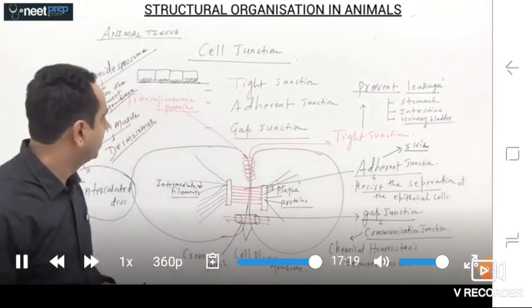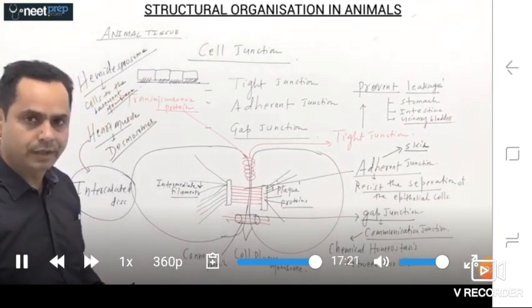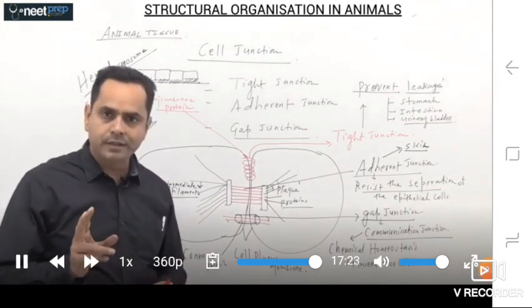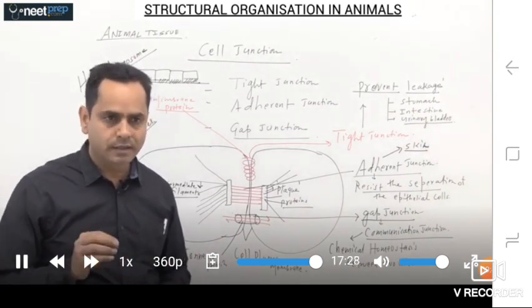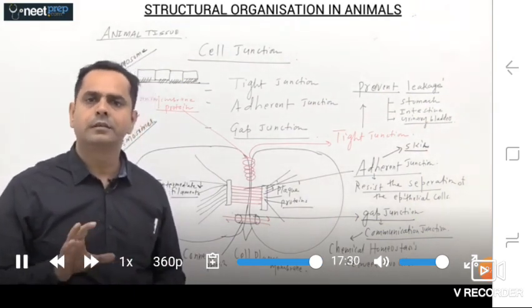So that is all about cellular junctions. And remember, cell junctions are not only present in epithelial tissues, they are present in all kinds of animal tissues.